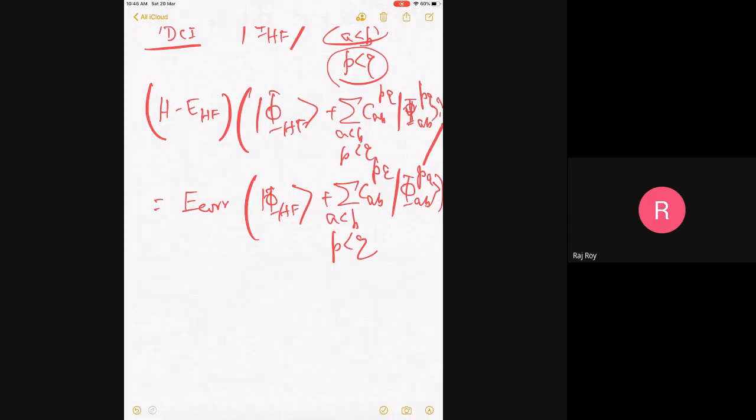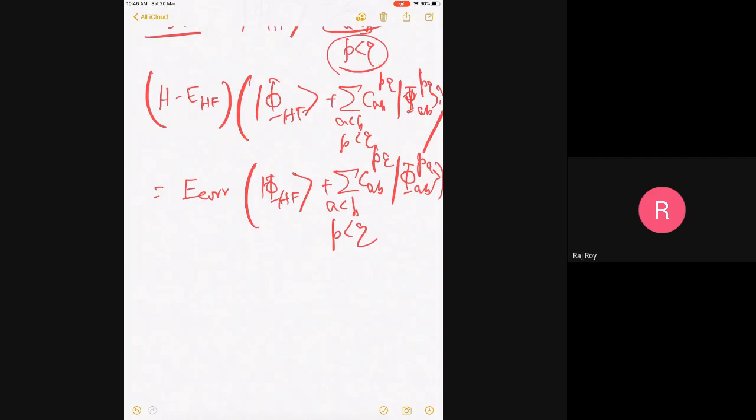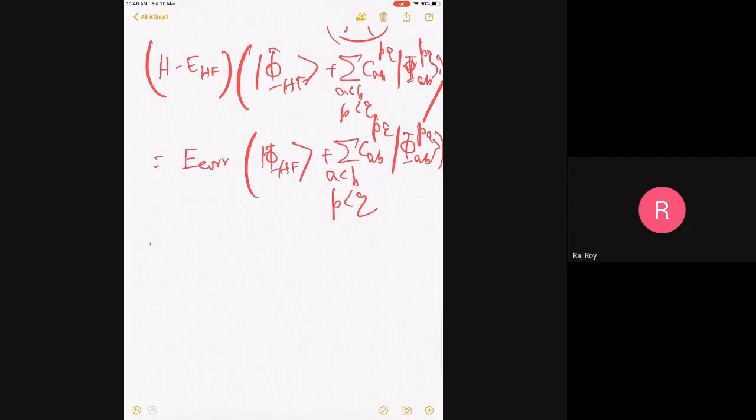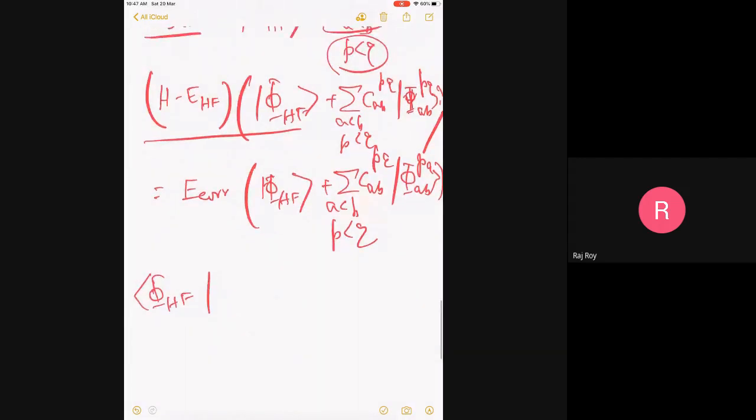Okay. So I just wrote down the thing, and then I told you that whatever I did for the matrix eigenvalue equation, I can also derive by projection, and that is what I will do. So let me project first with phi Hartree-Fock, and you will know the equation already. Phi Hartree-Fock, H minus E Hartree-Fock, phi Hartree-Fock is 0, so that will become 0. So only this term will survive on this side.